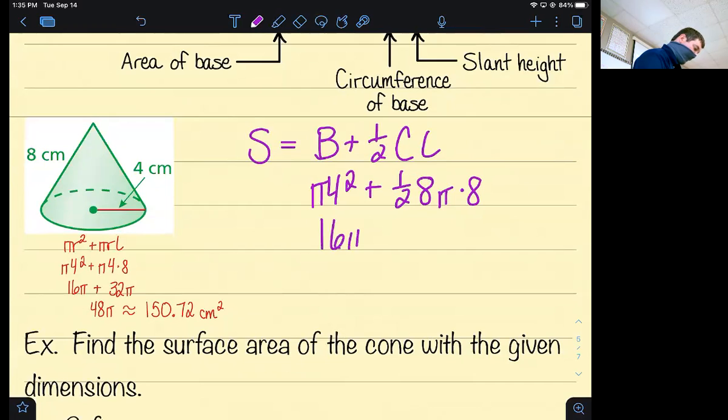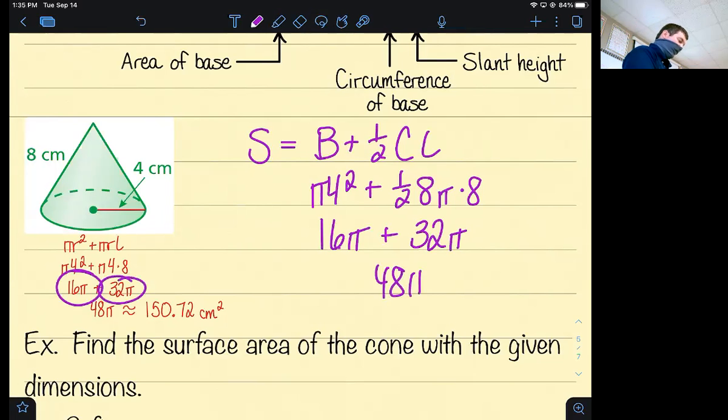So 16 pi, check. That worked. 8 times 8, 64. Oh, but I have to take half of it. What's half of 64? 32. And there's my 32 pi. I'm going to get the same answer because it's going to give me 48 pi. The formula works.